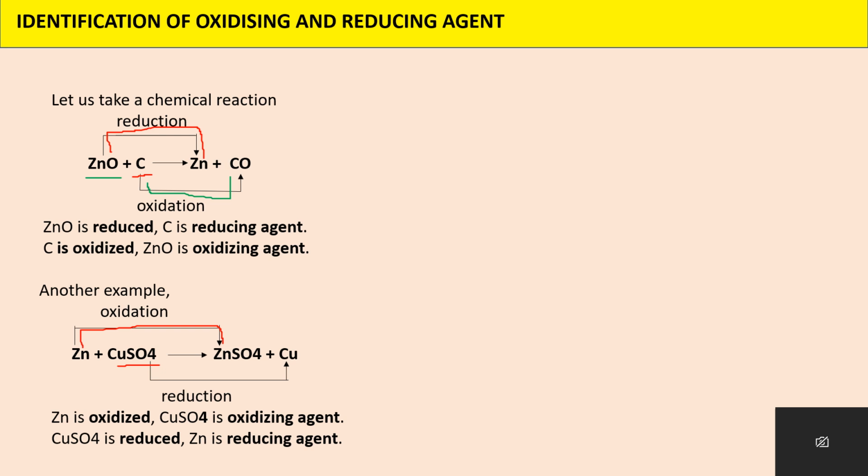Similarly, copper in copper sulfate has an oxidation number of 2, which is decreased to 0 on the right side. So this is reduction of copper. The other component present on the left side of the equation is zinc. So zinc becomes the reducing agent for copper sulfate.